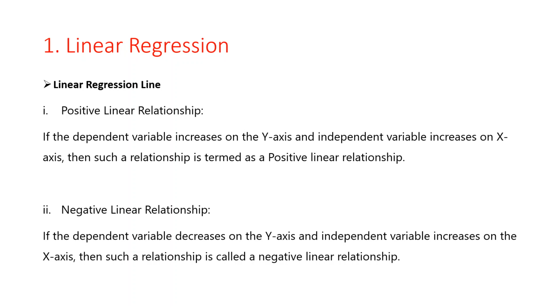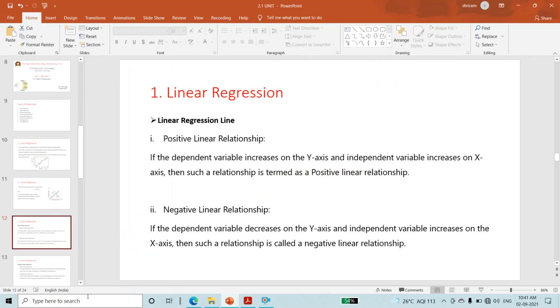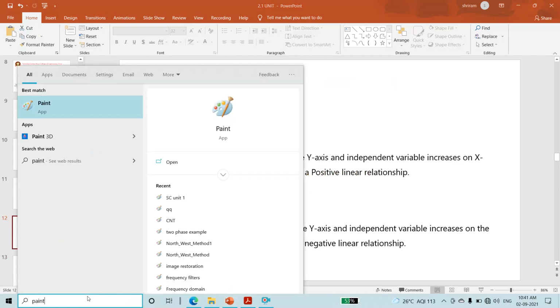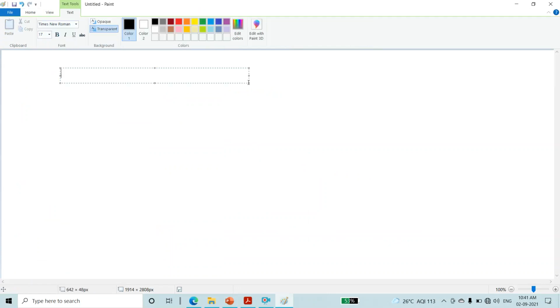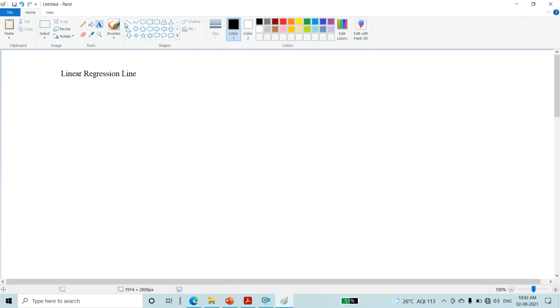linear relationship. Okay, so here I will explain how to draw the linear regression line. Okay, so here we discussed the linear regression line. Okay, so there are a total of two types present here. linear regression लाइन के अंदर दो टाइप्स है.